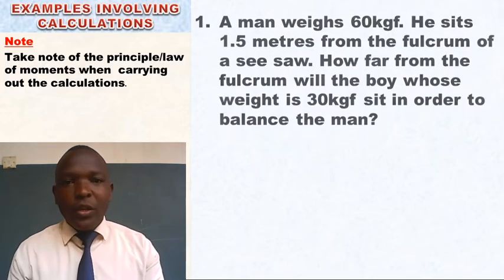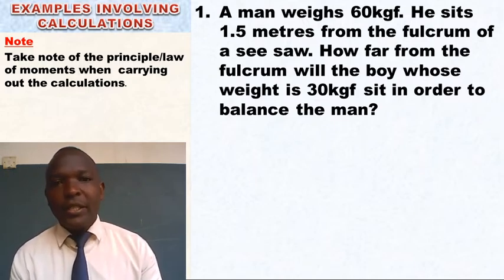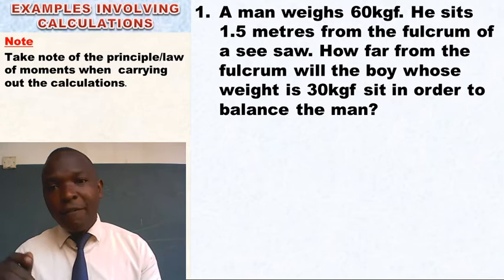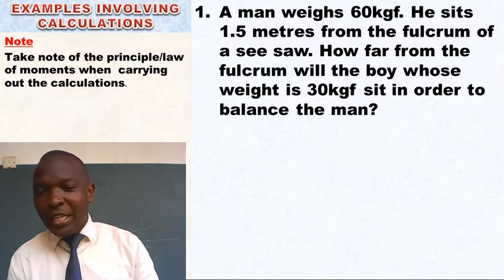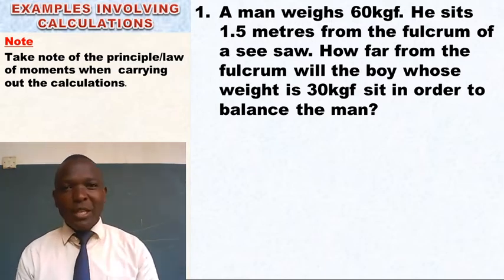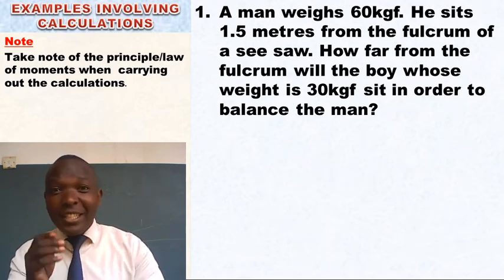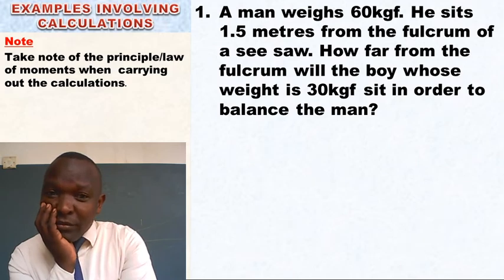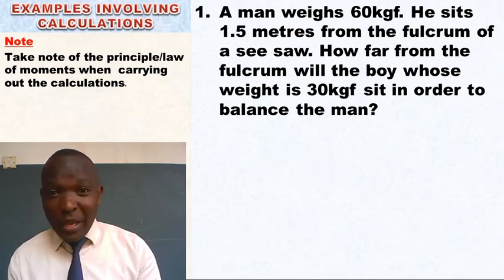Okay, look at my example. A man weighs 60 kilogram force. He sits 1.5 meters from the fulcrum of a seesaw. How far from the fulcrum will the boy whose weight is 30 kilogram force sit in order to balance with the man? Passing that needs you to really apply the law.